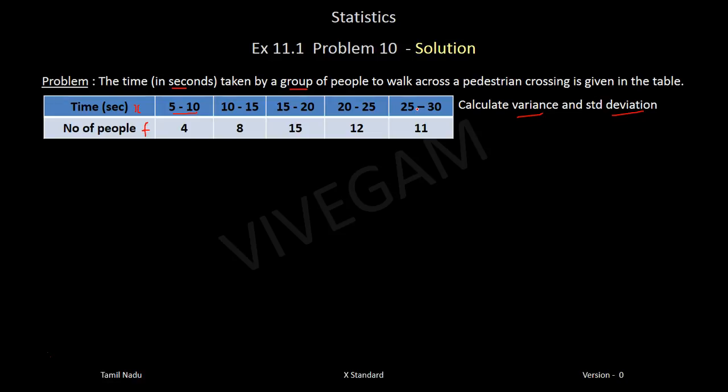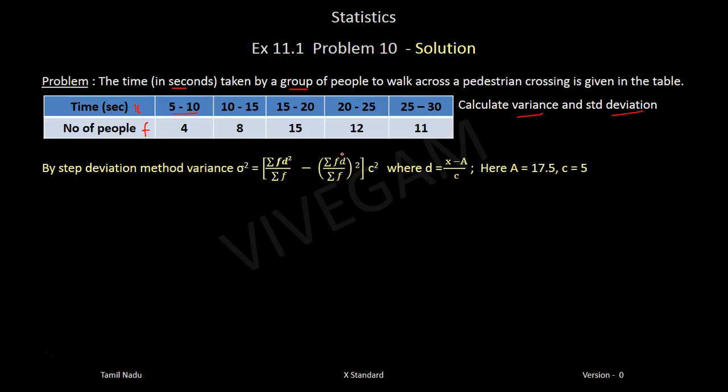Here we will be using, though it might not be really applicable in this case, the step deviation method. The formula is exactly the same as for assumed mean. The only thing is that we have to multiply by a common factor, c square. C is the common factor, which I'll explain a little later. And the deviation d, which earlier was x minus a, is here x minus a by c. So let's see the table.